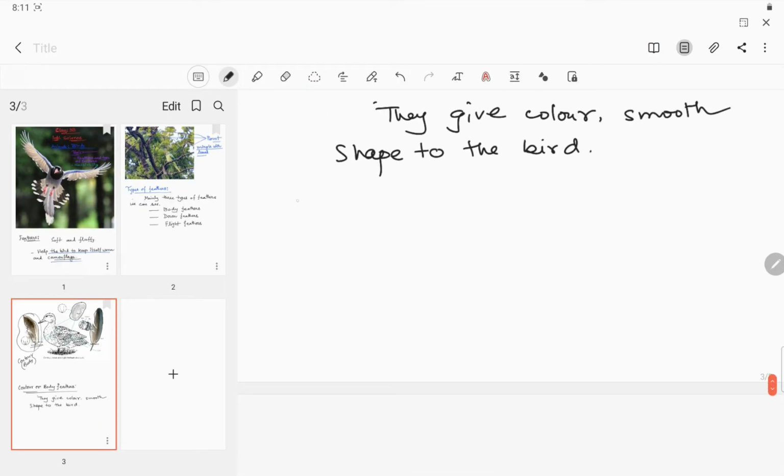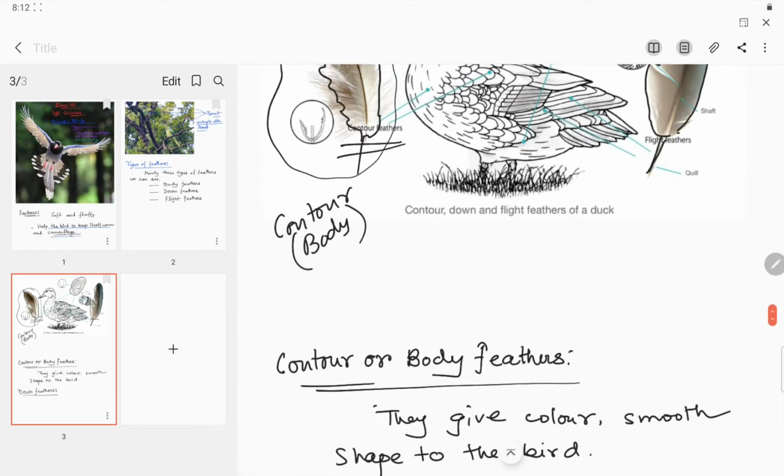Now, second one, down feathers. Down feathers are located underneath the body feathers. They are soft and fluffy and help to keep the bird's body warm. So they are located underneath the body feathers or contour feathers.